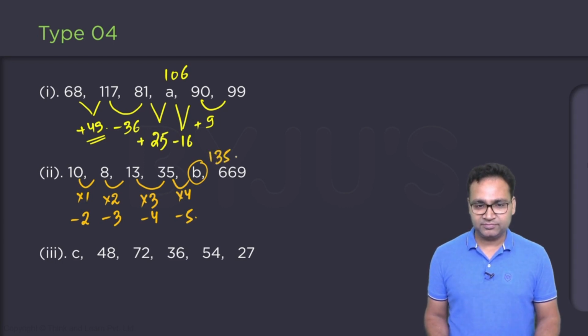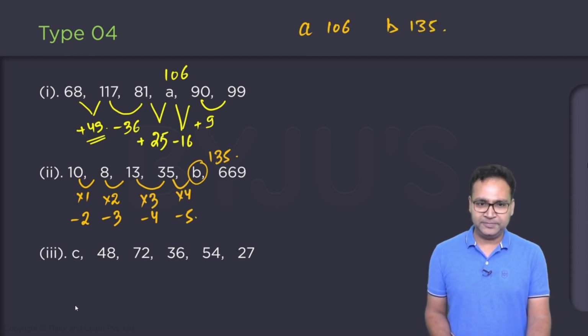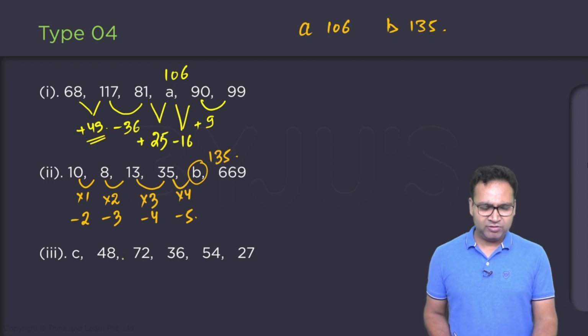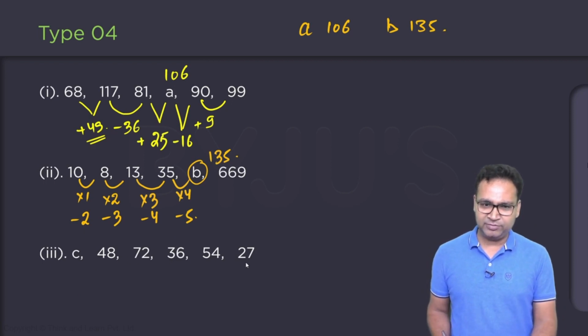So note down the value of A is 106. Value of B is 135. I hope this is clear. Right? Okay. Looking at the next one, what exactly is happening here? All the numbers seem like a multiple of 3.